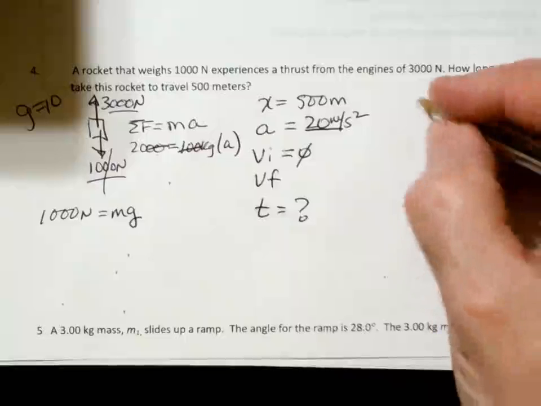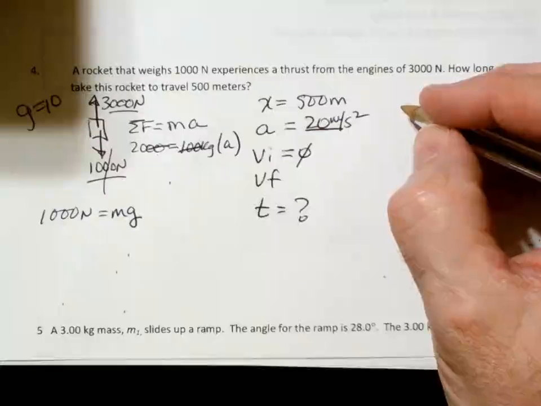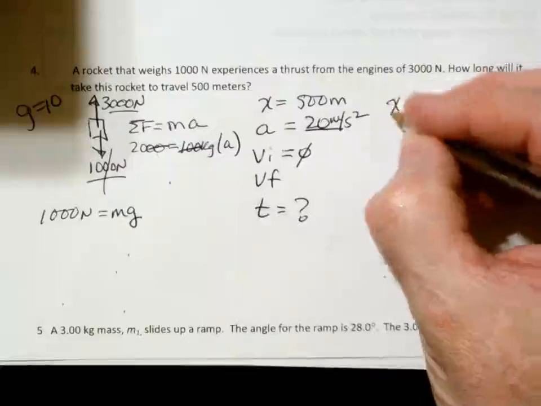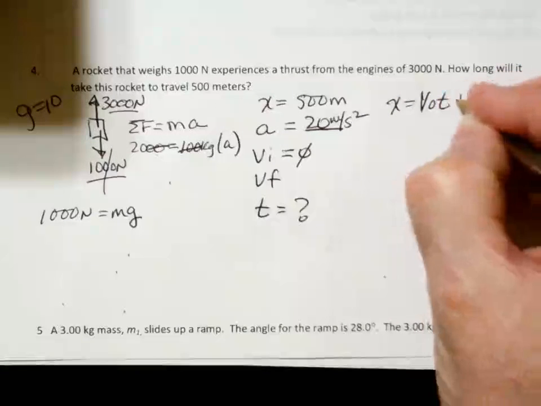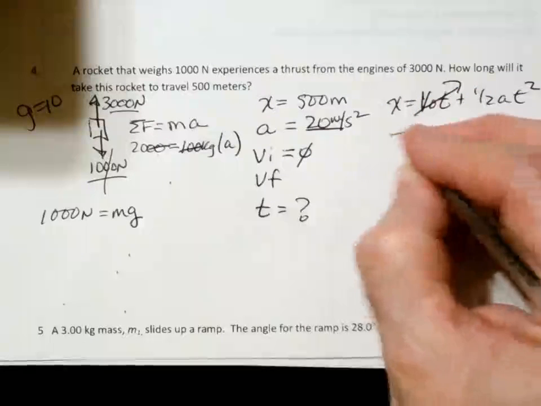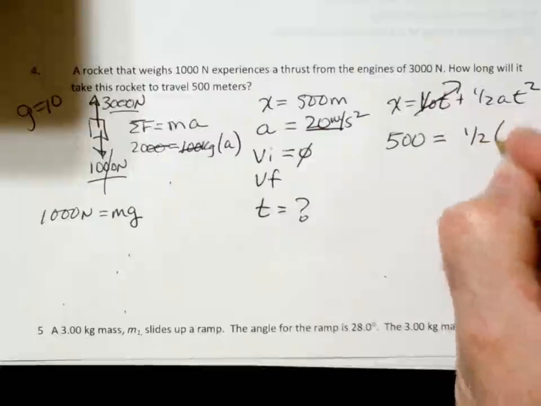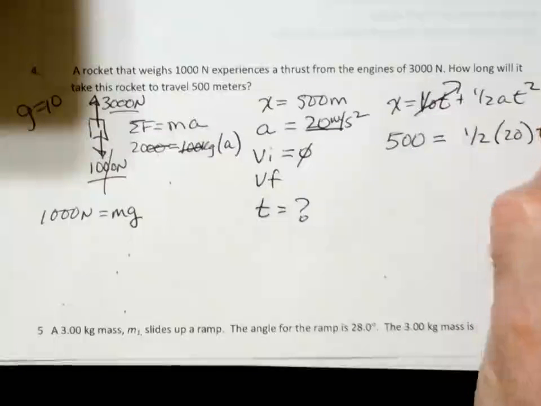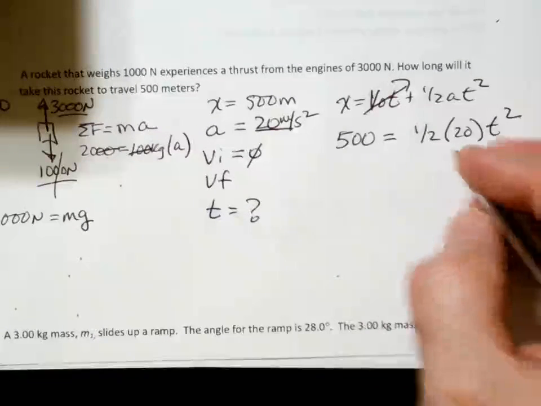The rest of the problem is just uniform accelerated motion. You've got to pick an equation. I'm going to go with x equals v naught t plus 1/2 at squared. If we assume the initial velocity was 0, which we have to, otherwise, I don't know, maybe there's another way to do it, but we're probably right. I think I'm just going to let you finish it from there. You can do the math.